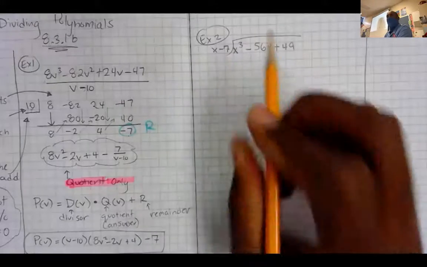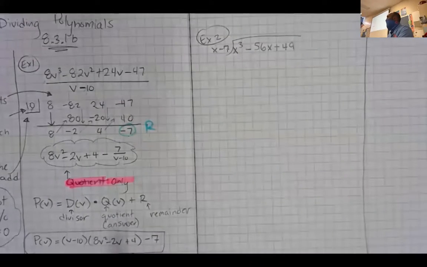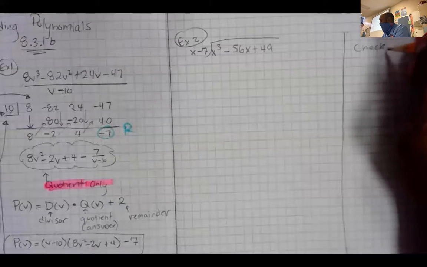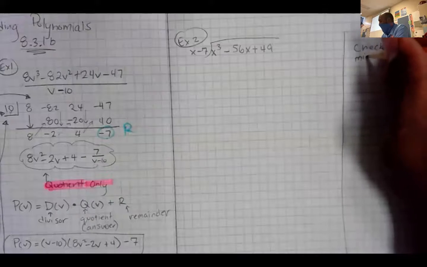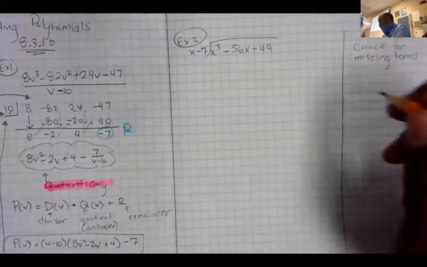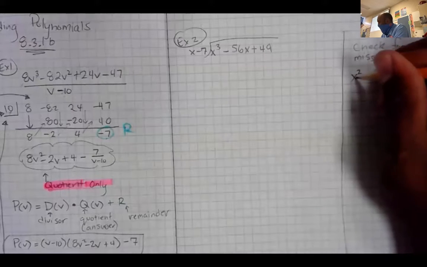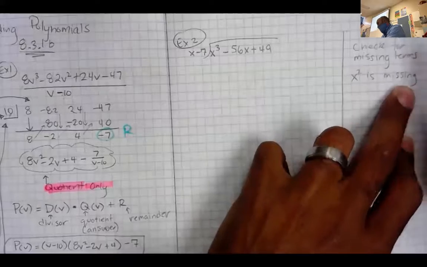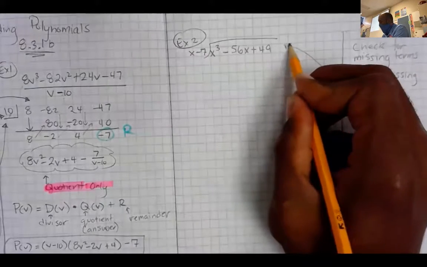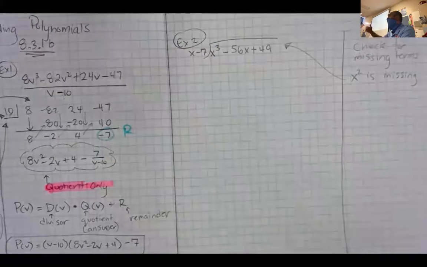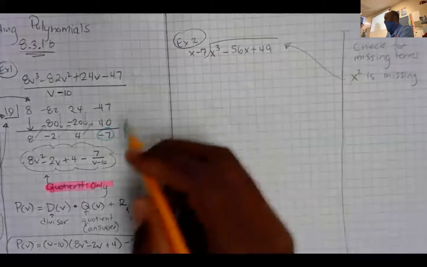Okay, so first, do we have any missing terms in our dividend? X squared. So we are missing some. So again, always check for missing terms. In this case, x squared is missing. So when I write that out, I'm just going to account for that when I write out the coefficients.